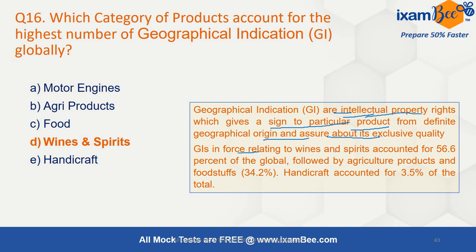GIs in force relating to wines and spirits account for 56%, almost 57% of the global, followed by agriculture products, which is 34%. Rest is then the major one, handicraft, around 3.5%.